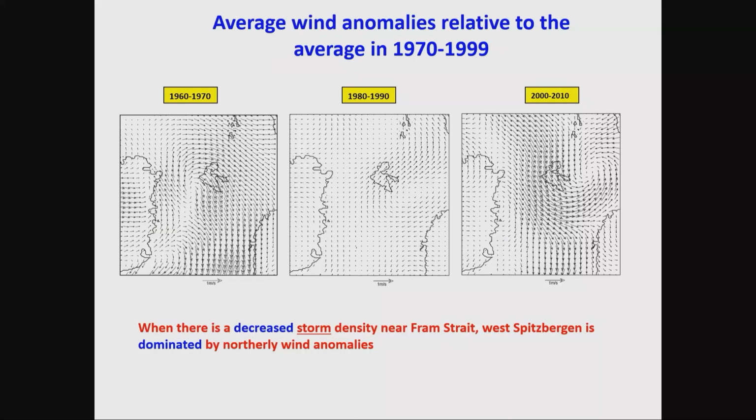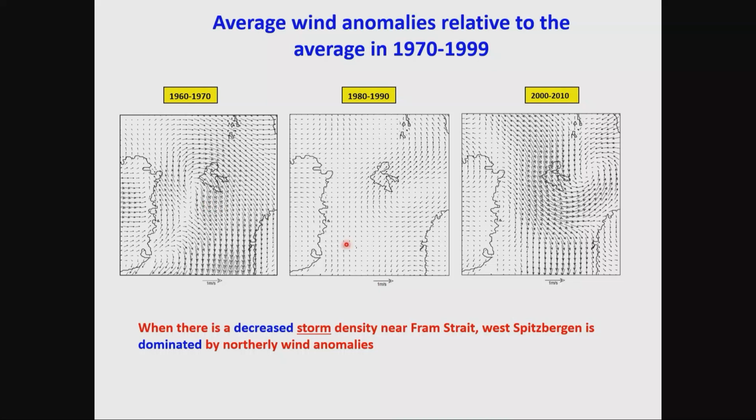Arctic storms affect Atlantic water inflow through atmospheric surface forcing. Here we show the 10-meter wind anomalies relative to a long-term average. In the 1960s and the 2000s, when there are fewer Arctic storms in the Greenland Sea, we can see an anticyclonic circulation anomaly. West Spitsbergen is dominated by a northerly wind anomaly, which can weaken the Atlantic water inflow.